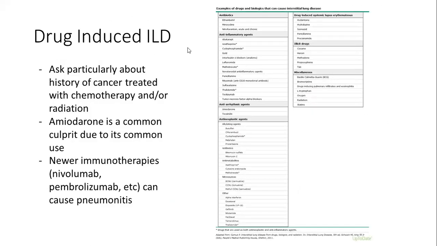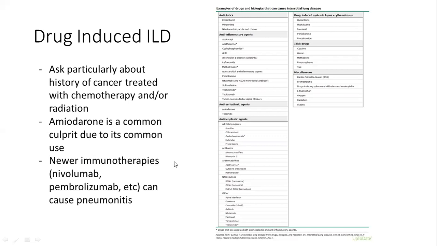Drug-induced ILD: there are so many drugs that have been associated with ILD. Mostly I would recommend asking about prior cancer and prior cancer treatments. If they've gotten radiation, exactly where was the thing that they got radiated for, because a lot of times the beam just hits the lung and causes some inflammation or fibrosis there. Amiodarone is kind of common. It's probably overblown how much it actually causes ILD, but it is something to ask about.